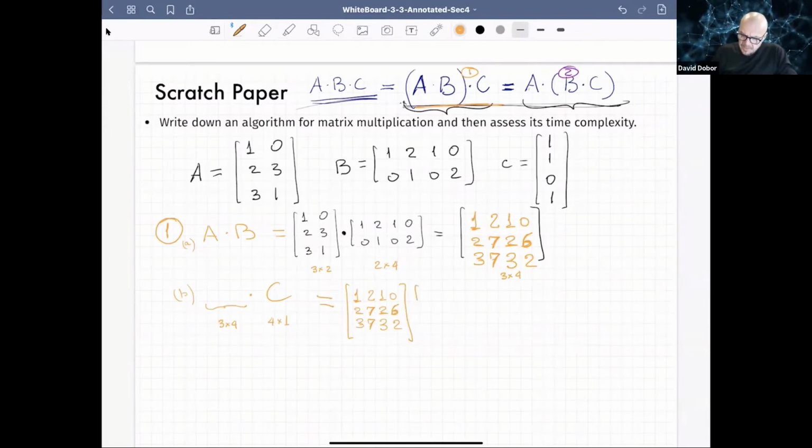And then I'm going to take this C, and out will come, as you've just told us, a 3 by 1 matrix. So let's compute that. 1 times 1 plus 2 times 1 plus 1 times 0 plus 0 times 1. That's going to be 3. Agreed?